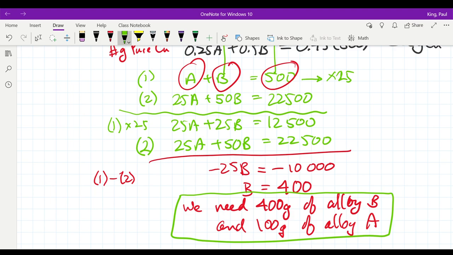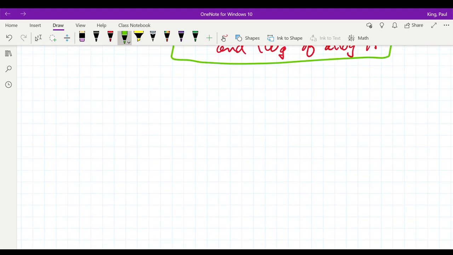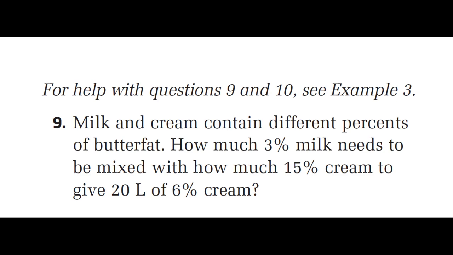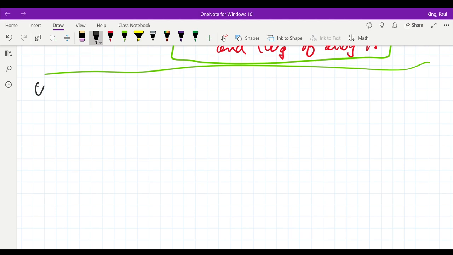Question 13 is very similar to a candy problem, but it's really just mixing granola and nuts. Notice question 10 is another mixture problem. Question 9 is another mixture problem. 13 is a mixture problem. There's a lot of these. I will answer for you question 9. Let's go back to question 9 on the same page. So question 9, page 47. All right.